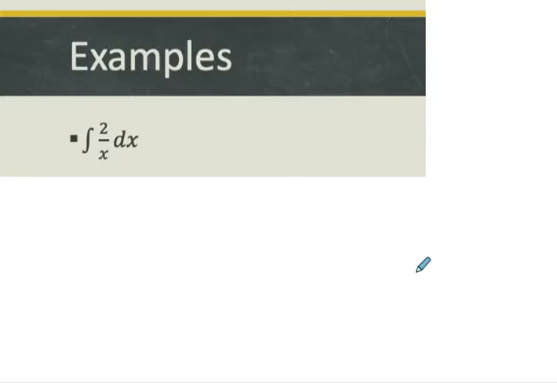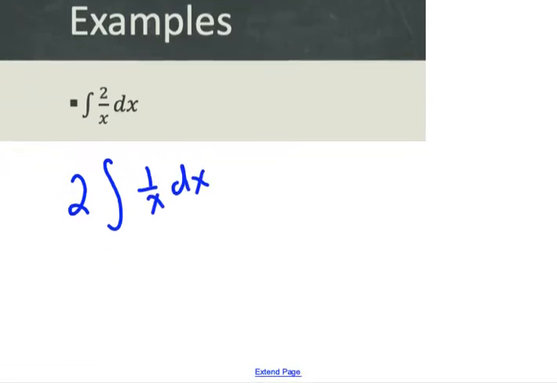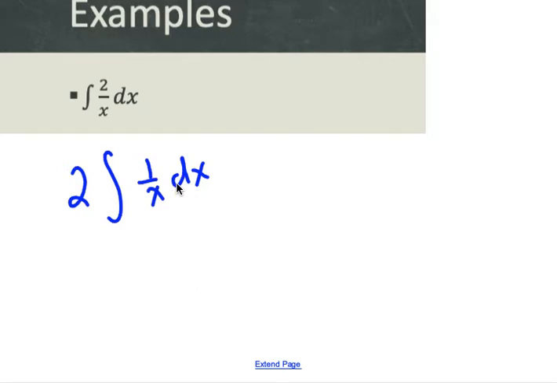All right, so first of all, when we see this, if we have just a number up top, move it out front. So this is the same thing as 2 times the integral of 1 over x dx. It is an indefinite integral because we don't have numbers on our integral symbol. So that means we need a plus c. So we have 2 times ln of absolute value of x plus c.